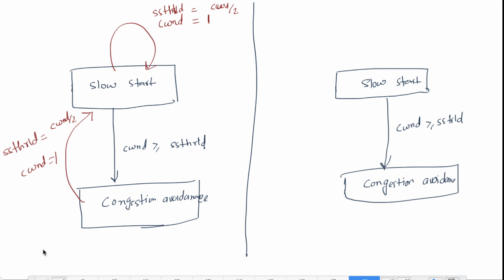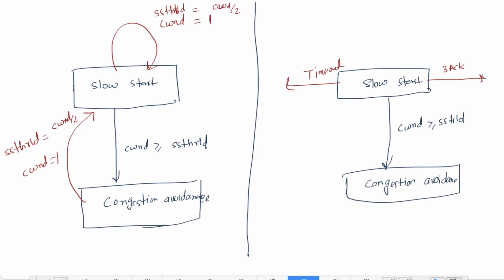But what if you have congestion in the slow start? It will differentiate. It will ask whether the congestion is because of a timeout or because of 3 ACKs. If it is because of 3 ACKs, then it says just go to the congestion avoidance phase. So if there are three ACKs, it will go to the congestion avoidance phase.